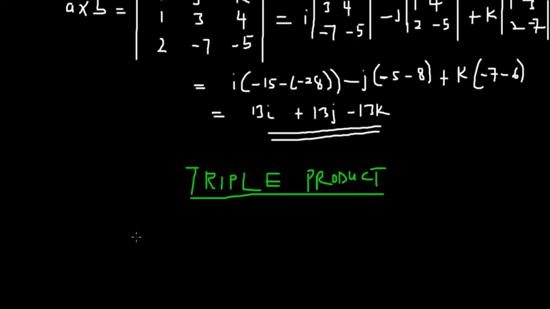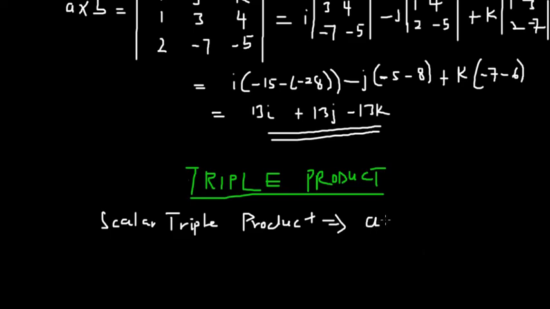So they are normally called scalar triple products, okay. Scalar triple products, and then they are represented as A dot B cross C, okay.